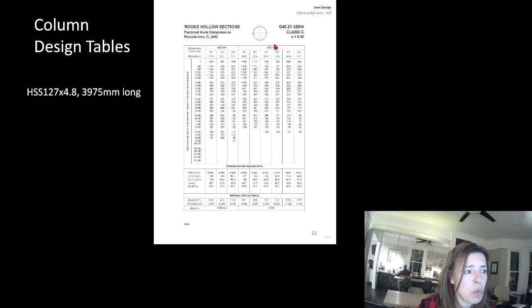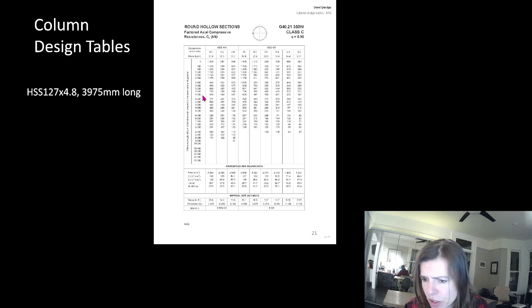Here are the HSS 127s, and there is one here that says 4.8. So it looks like we care about stuff in this line. I'm telling you that K is often going to be 1. This says effective length KL. All right, so we have a K of 1, and that's our L. So our KL is 3.975, or 3,975 millimeters.